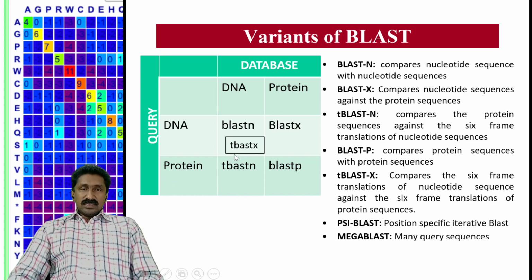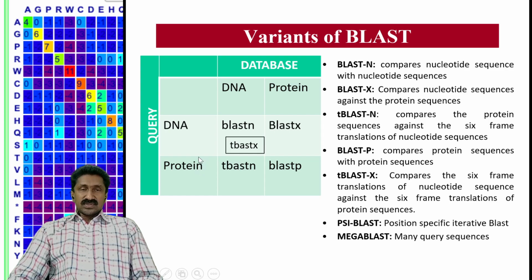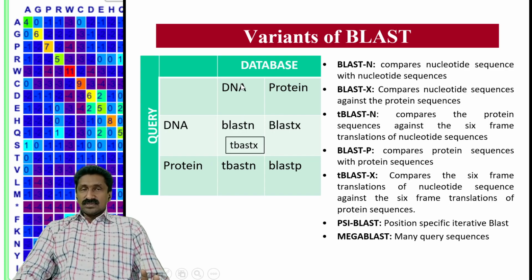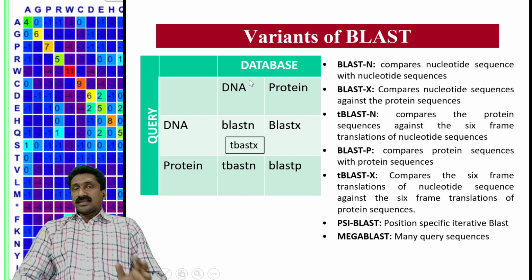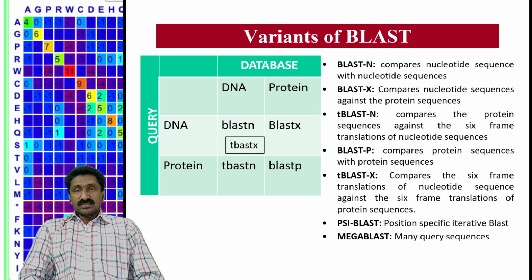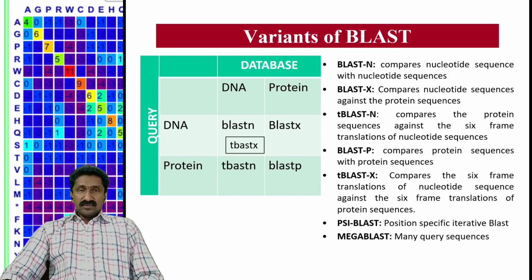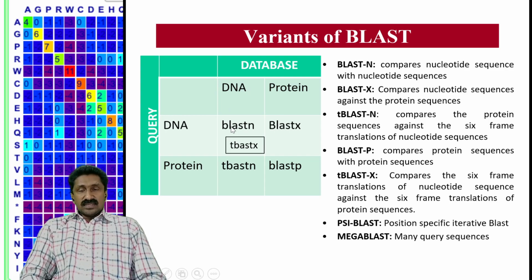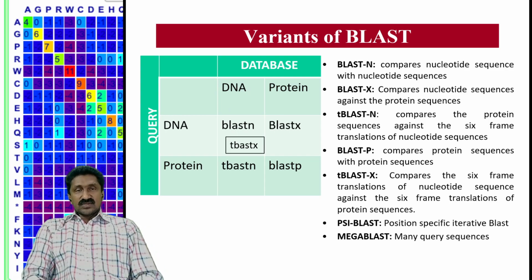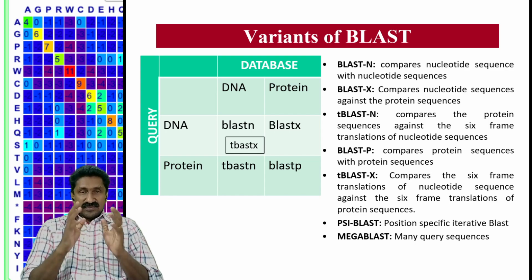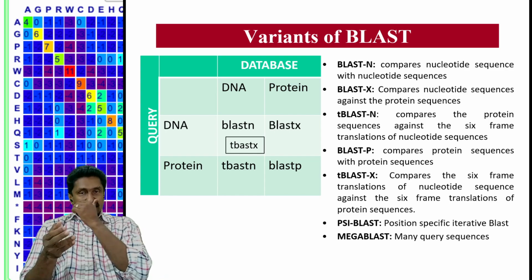Now, TBLASTN compares protein sequences against six reading frame translations of the nucleotide sequences. That means your query is a protein sequence and you are searching against a DNA database. Proteins cannot be directly aligned against DNA, so the software will first translate the DNA sequence into a protein sequence. There are tools for computational translation of the DNA sequences of the database. So every database sequence is translated computationally into the six reading frames.